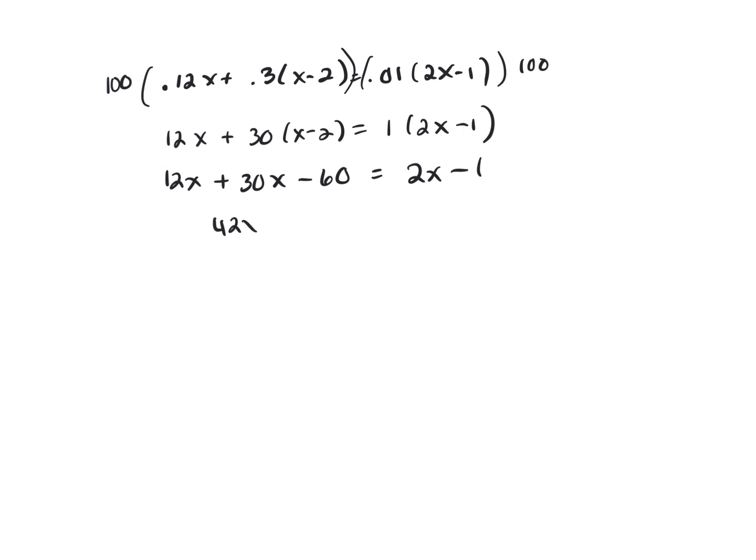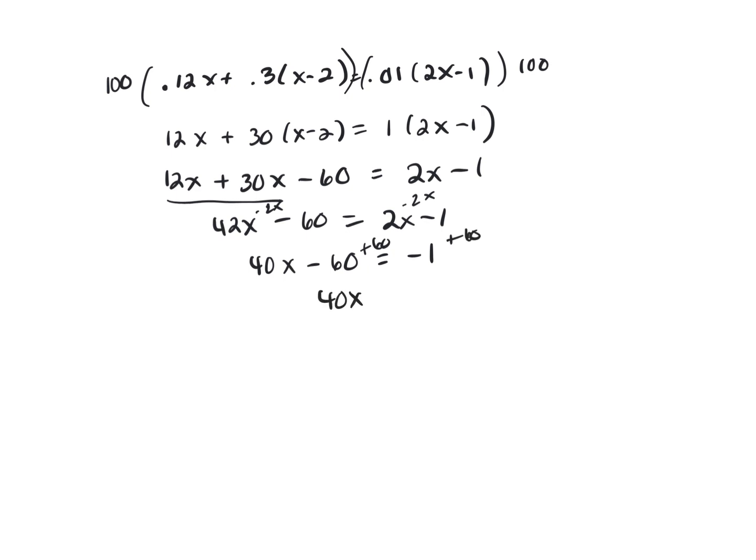And that's 42x minus 60 equal 2x minus 1. I want to combine those like terms. Now I'm going to subtract a 2x from both sides. And that's going to give me 40x minus 60 equals negative 1. And I'm going to add 60 to both sides. And that will give me 40x equal 59.